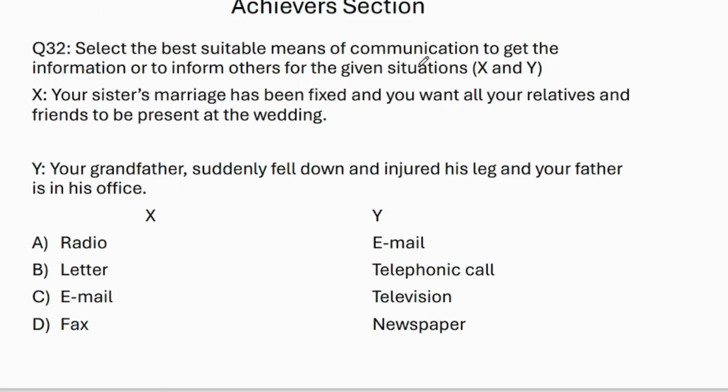Select the best suitable means of communication to get the information or to inform others for the given situations X and Y. You need to select the right means of communication. Let's read situation X. Your sister's marriage has been fixed and you want all your relatives and friends to be present at the wedding. Situation Y is your grandfather suddenly fell down and injured his leg, and your father is in his office.